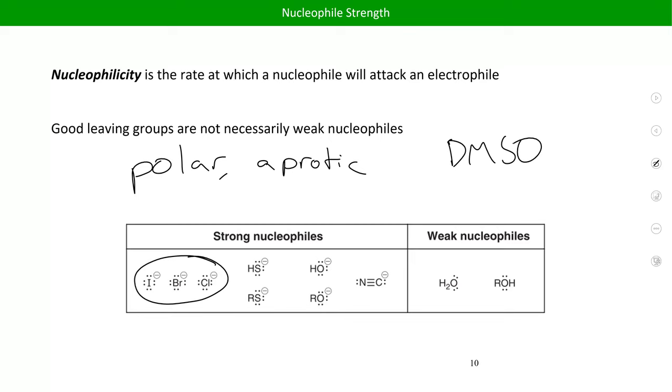A hydroxide is going to be a good nucleophile no matter what. The really bad leaving groups are going to be good nucleophiles no matter what. It's these three in particular that are good leaving groups, but they can also be good nucleophiles if you're in the right solvent. So in water, it's the opposite. Being polar, they'd be weak nucleophiles in water, and they're strong nucleophiles in aprotic solvents.